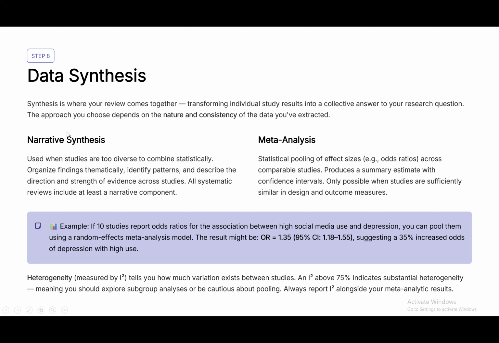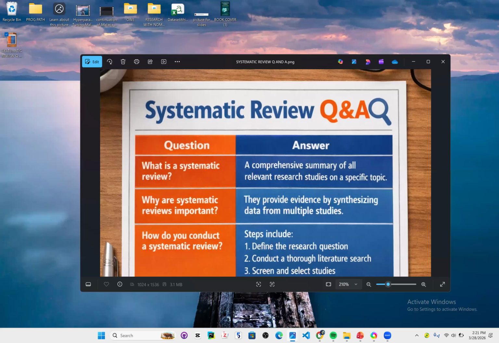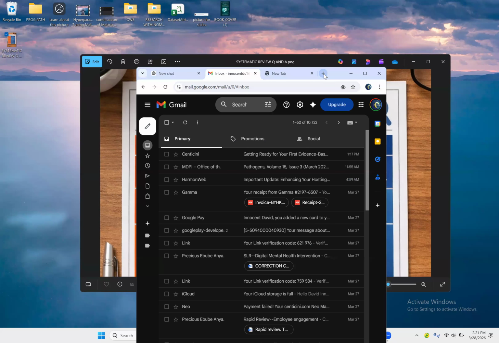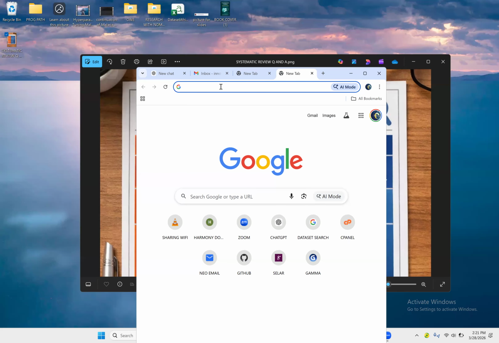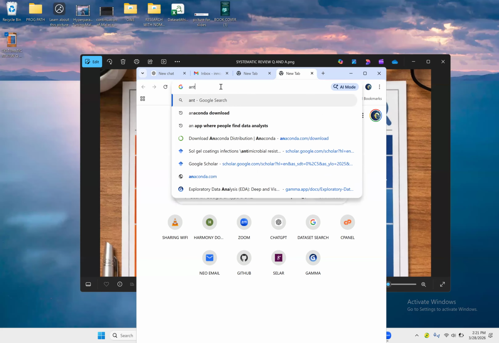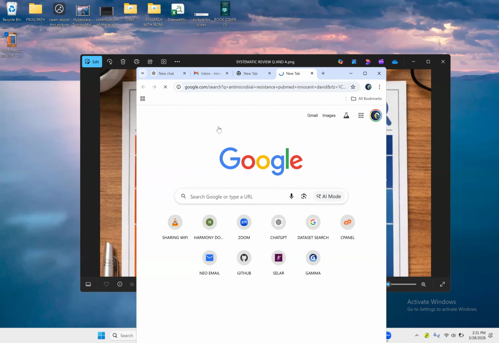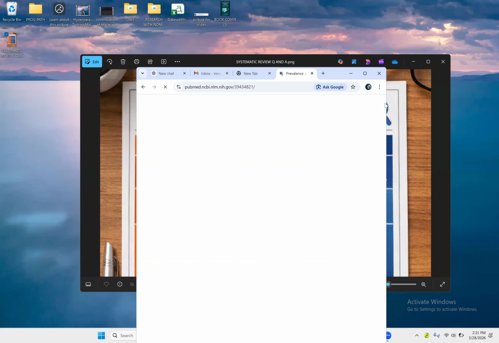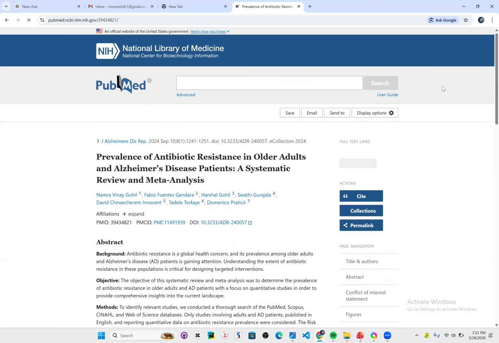Is it possible to combine narrative and meta-analysis? The answer is yes, you can. I'm just going to show you one paper before you ask me your questions. You can also drop some comments on the chat. Let me show you something from this 2024 paper.